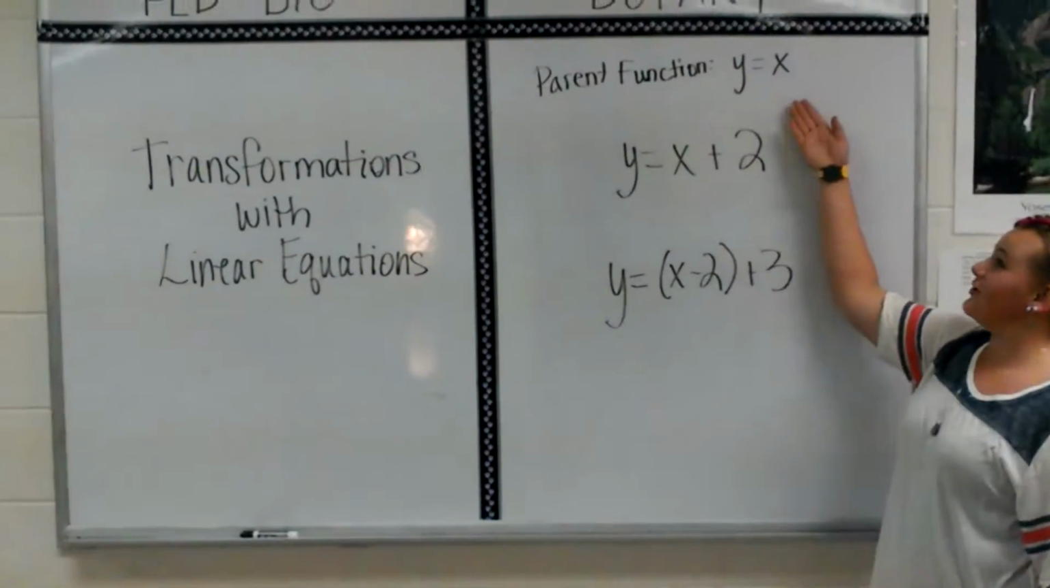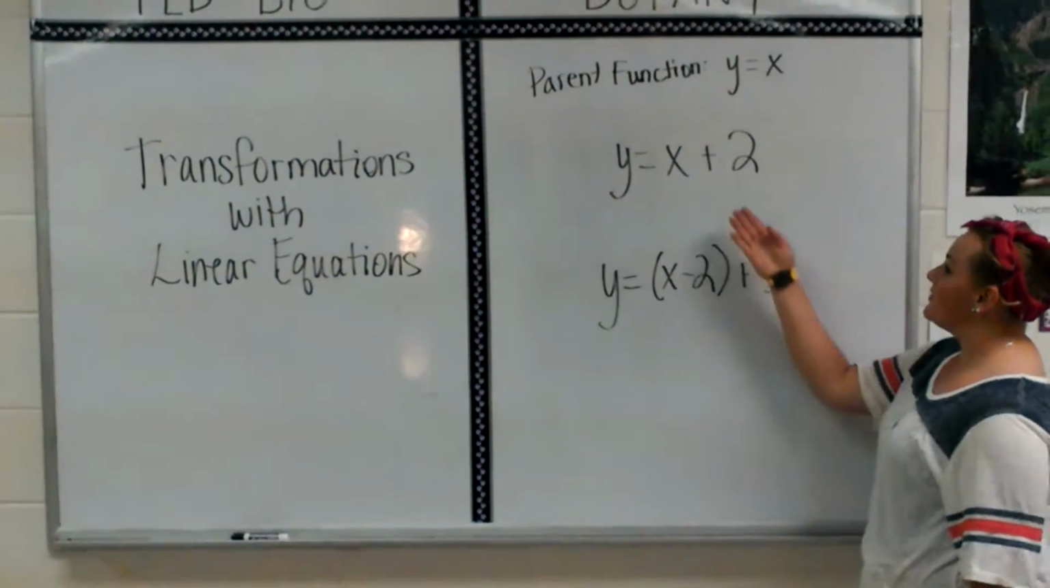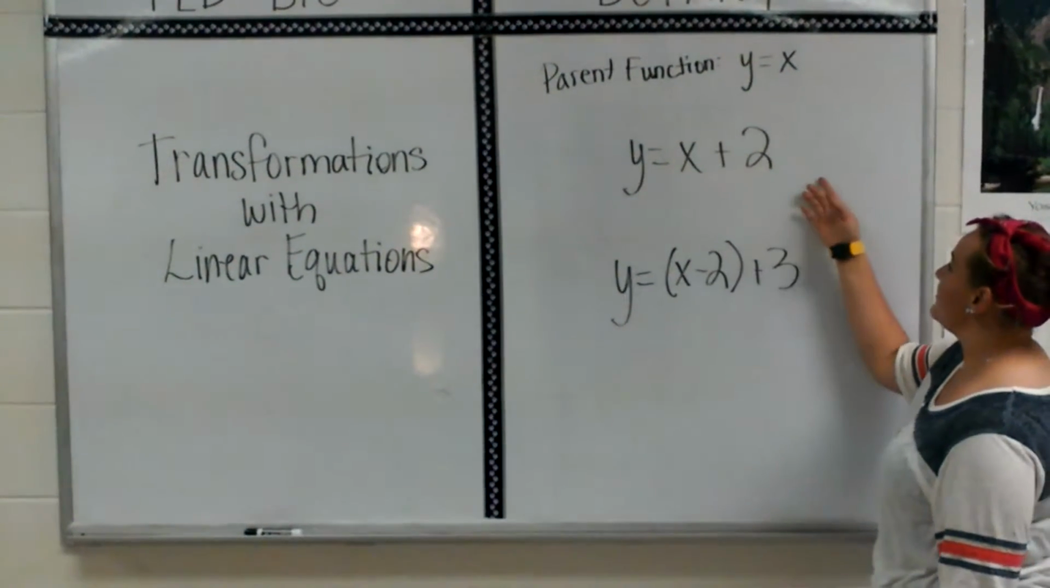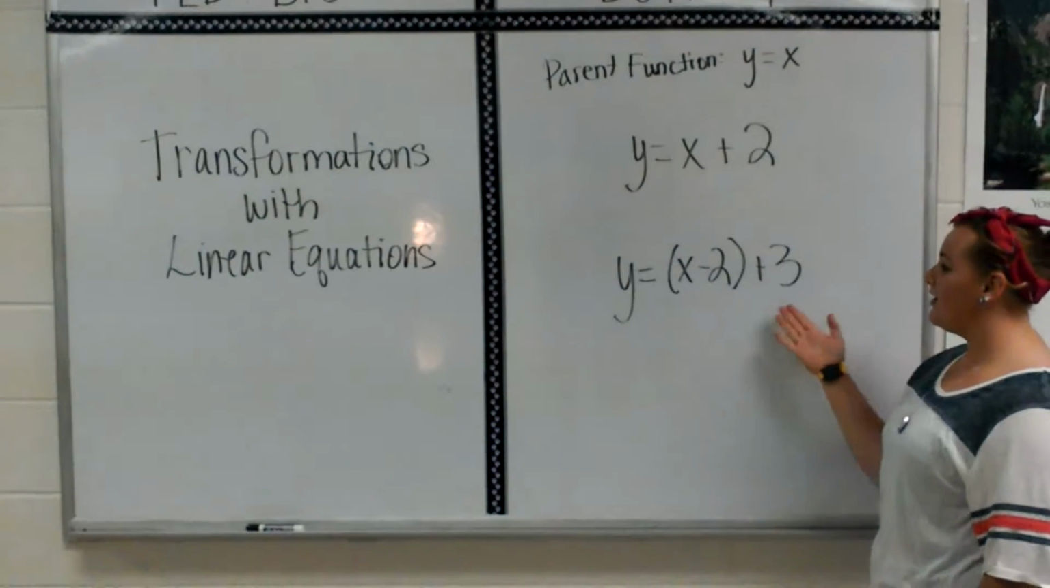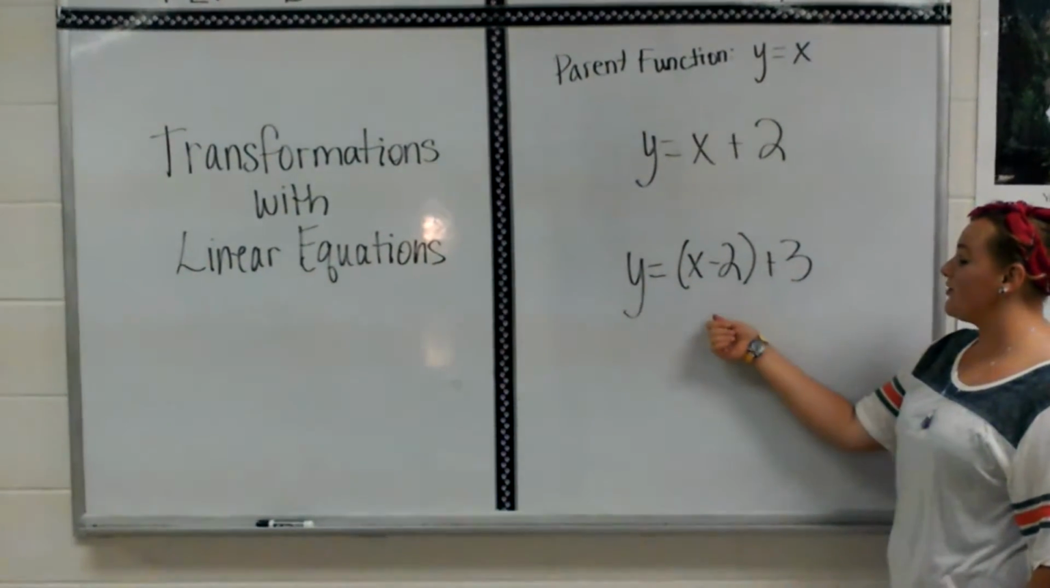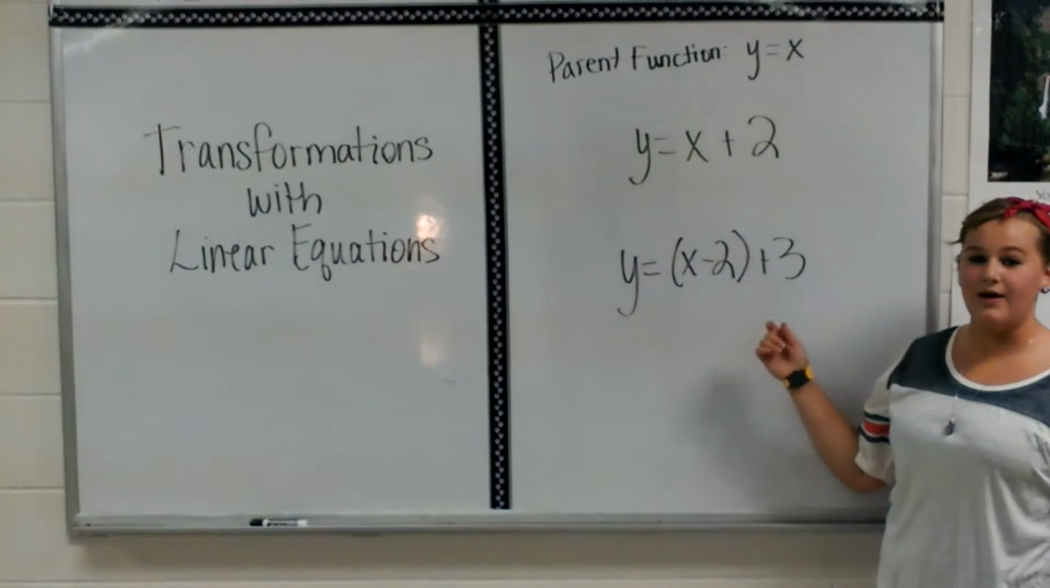This is your parent function, y equals x. And so in this equation, there are no parentheses, and you add 2, so it's going to move up 2 from the original function. And in this, you have 1 inside the parentheses and outside, so you're going to move it to the right 2, but also up 3.